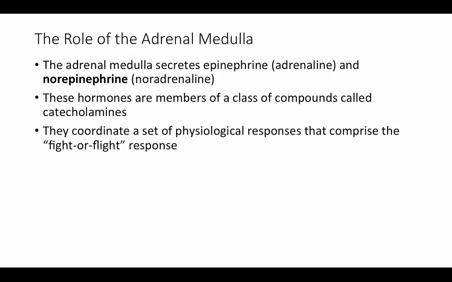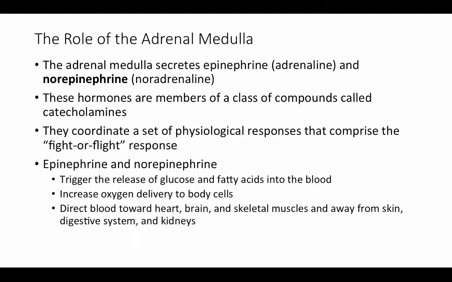So they're going to mobilize energy resources to the skeletal muscles to prepare for a physical response to some kind of dangerous situation. So some of the effects of epinephrine and norepinephrine are triggering the release of glucose and fatty acids into the blood to be used as a ready energy source, increasing oxygen delivery to body cells to increase the rate of aerobic metabolism to be ready for a high level of physical activity, also directing blood toward the heart, brain, and skeletal muscles. These are going to be the things that are really important in an emergency, and away from things like the skin, the digestive system, kidneys, reproductive system, things that can wait until the emergency is over.